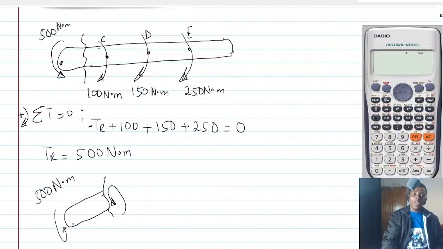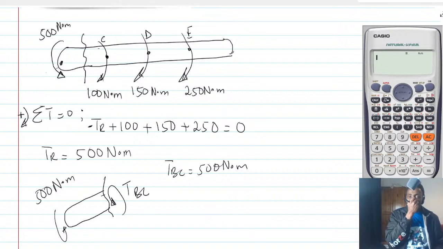Alright? So if this goes this way, this will try to counter it. And so basically the torque in, what is it? BC, right? So the torque in BC is exactly 500 Newton meter, right? So the torque in BC is exactly 500 Newton meter.